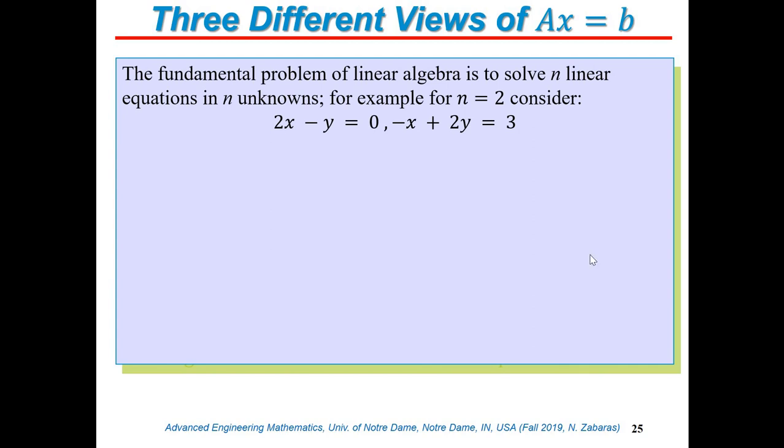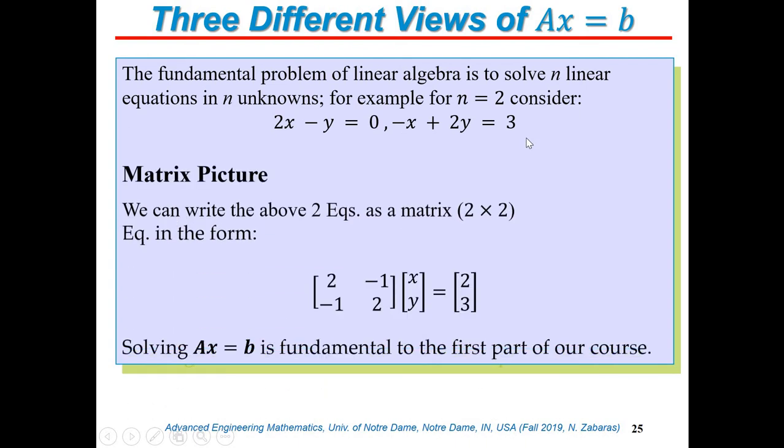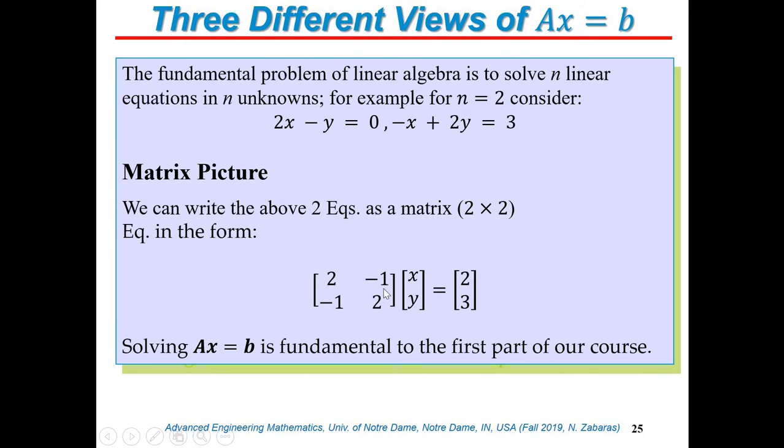So let's say that I give you 2 equations with 2 unknowns. So linear equations, the unknowns are x and y. So 2x minus y equal to 0, minus x plus 2y equal to 3. You can write this in a matrix form as this, right? So this is most probably the most familiar form to all of you, right? So this is the matrix picture of linear algebra equations. But now I want to introduce a slightly different view of reinterpreting these matrix equations.